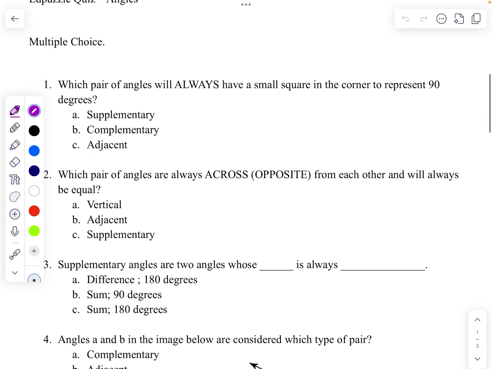Okay, so the very first question says, which pair of angles will always have a small square in the corner to represent 90 degrees? So you have A, supplementary, B, complementary, and C, adjacent. I'm also just going to highlight a few things. Will always have a small square in the corner equal to 90 degrees. Okay, I'm not going to circle the correct answer. That way, if you got it incorrect, you can retake the quiz to get the correct answer.